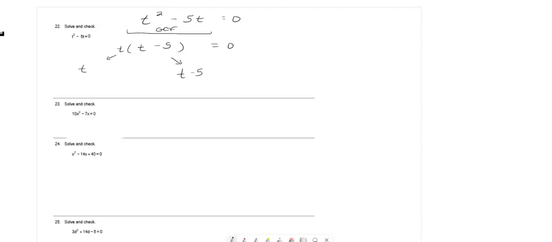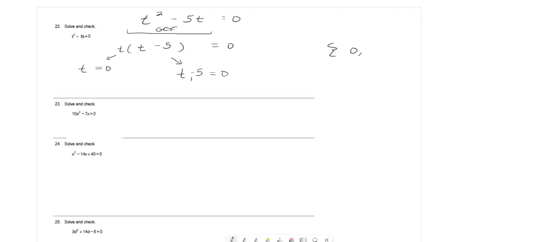So for example, t is a factor that I set equal to 0. T minus 5 is a factor. I set that factor equal to 0. Now, t equals 0 is really already solved for, so we really don't have to do anything here. We just know that 0 is a solution. But t minus 5 is an equation that must be solved.